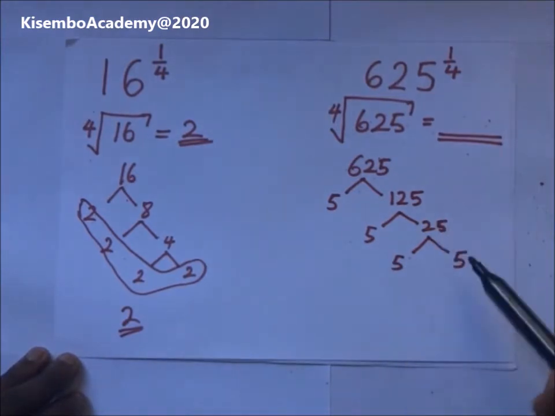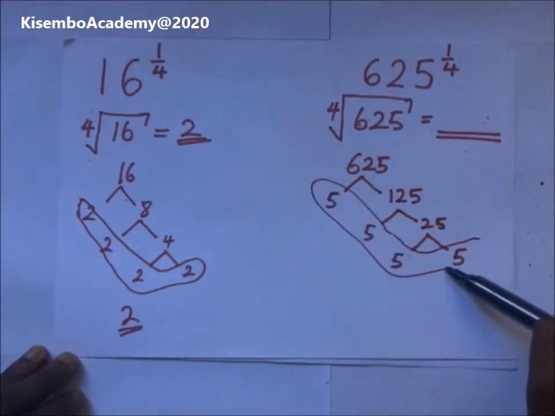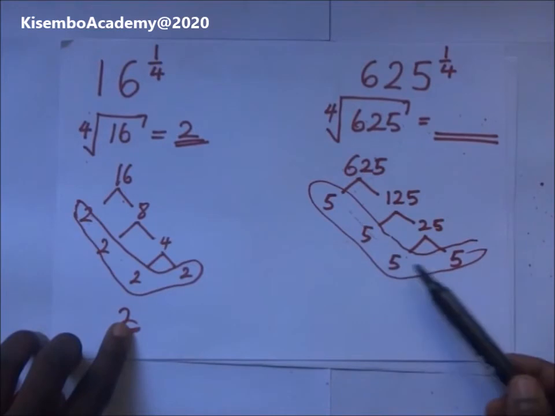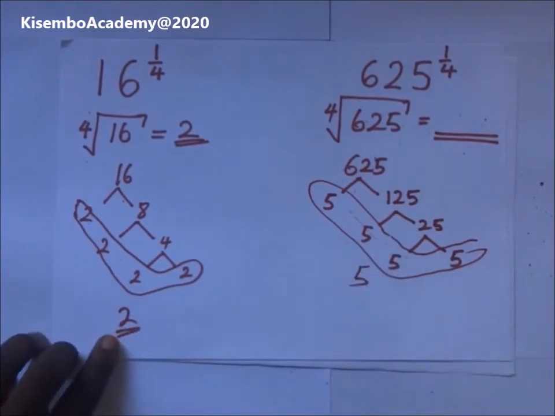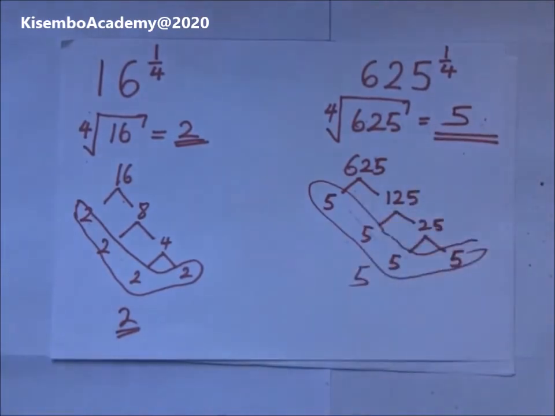So we group all these in groups of 4's, since we are looking for the fourth root. And from each group of 1, 2, 3, 4, we pick one number. So all these are 5, so we pick 1, 5. And when we pick 1, 5, definitely now this becomes 5 as the answer.